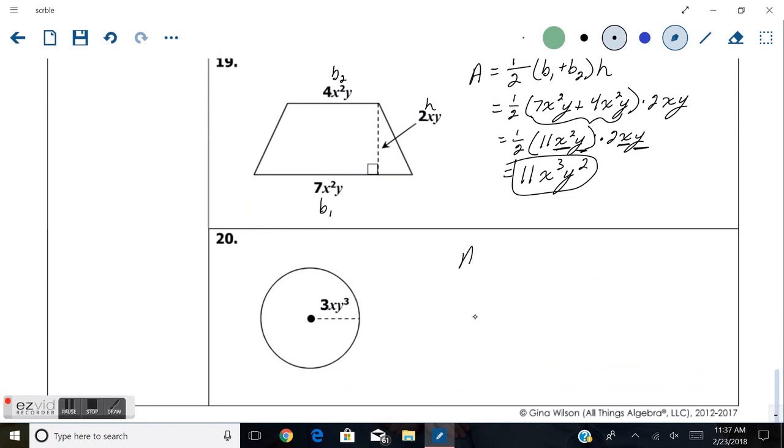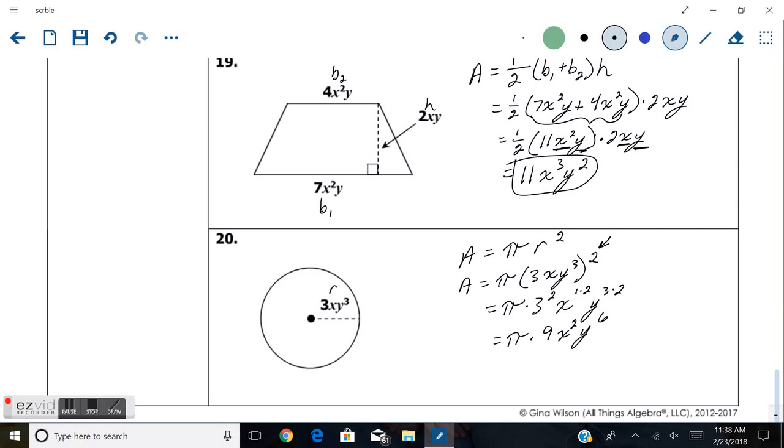For number 20, the area of a circle is pi r squared. This is your r, your radius from the center to the edge. So you're going to do area equals pi, and your radius is 3xy cubed. And you're going to square that. Can't simplify what's inside parentheses, but I can take care of this power. It'll be 3 squared, x to the 1 times 2, y to the 3 times 2. Pi times 3 squared is 9, x squared, y to the 6th. And I would actually just write that as 9 pi x squared, y to the 6th. I'm not going to have you actually calculate what that is with pi.